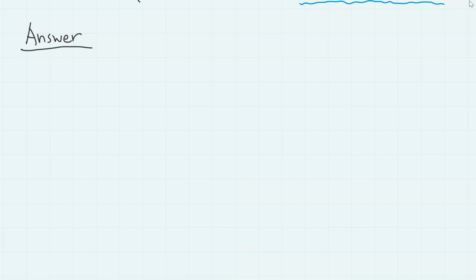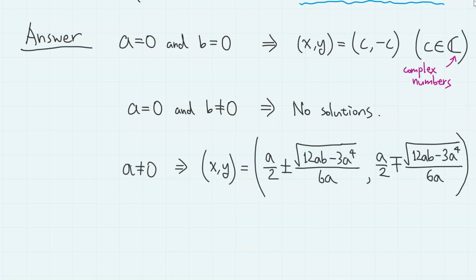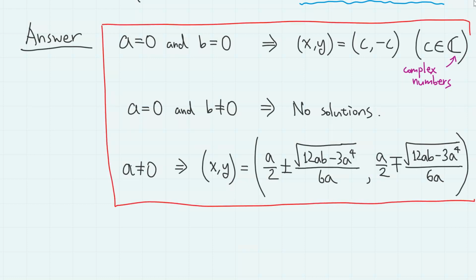Therefore, the answer is, if both a and b are 0, then x and y are given as c, minus c, where c can be any complex number. And when a is 0 and b is non-zero, then we have no solutions. And when a is non-zero, then we have this specific solution. And these are the roots for all possible cases, hence the most general solution.